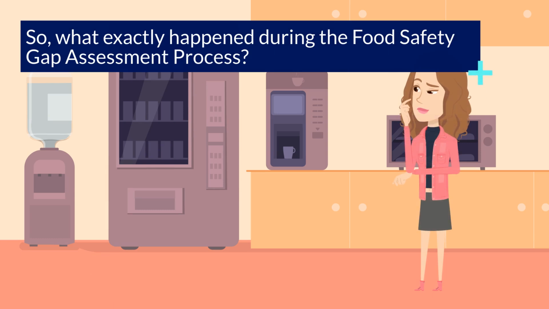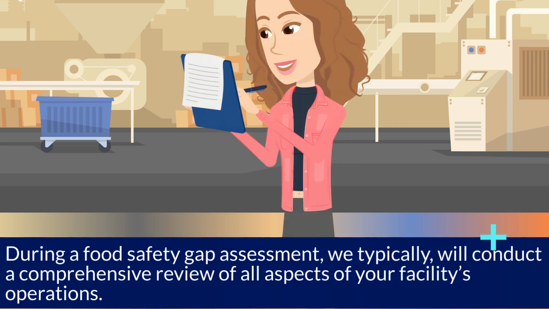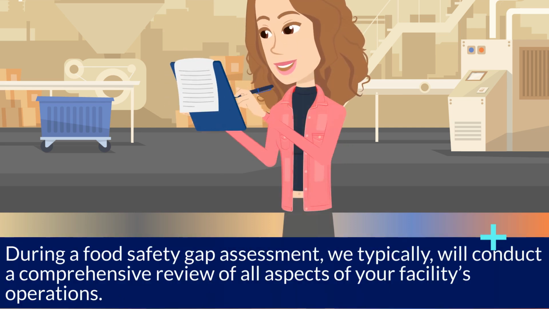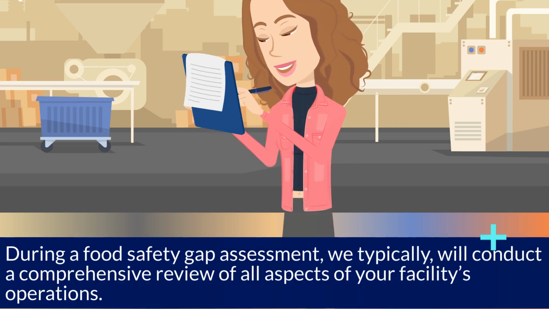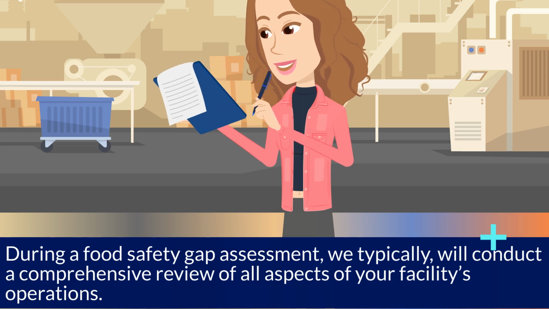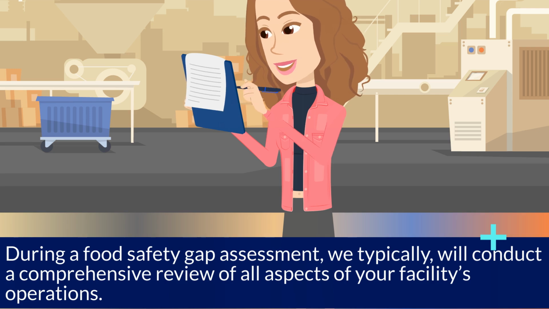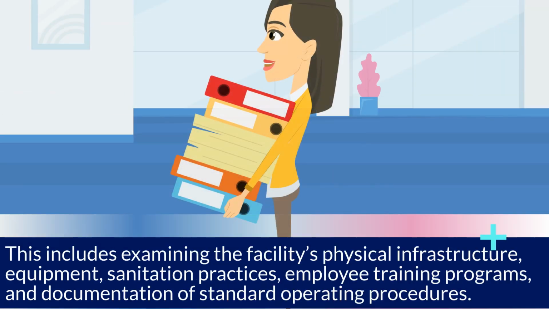So, what exactly happens during the food safety gap assessment process? During a food safety gap assessment, we typically conduct a comprehensive review of all aspects of your facility's operations. This includes examining the facility's physical infrastructure, equipment, sanitation practices, employee training programs, and documentation of standard operating procedures.